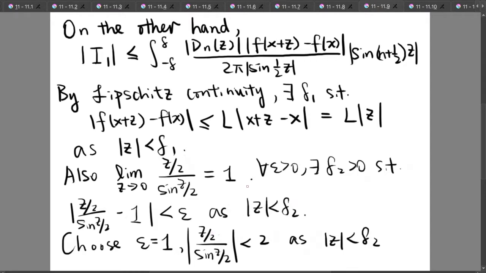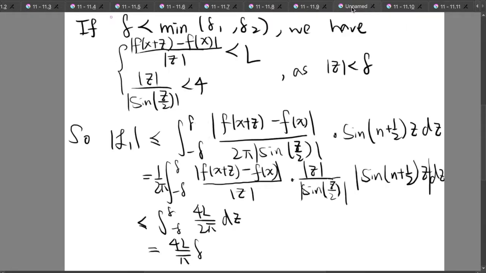As this statement is true for all epsilon greater than 0, we can freely choose our epsilon. And now I would like to choose epsilon equal to 1 and apply the triangle inequality. We get that the absolute value of (z over 2) over sine(z over 2) is smaller than 2, as the absolute value of z is smaller than delta 2. If we choose delta smaller than the minimum of delta 1 and delta 2, we get both inequalities in the previous page, as the absolute value of z is smaller than delta.